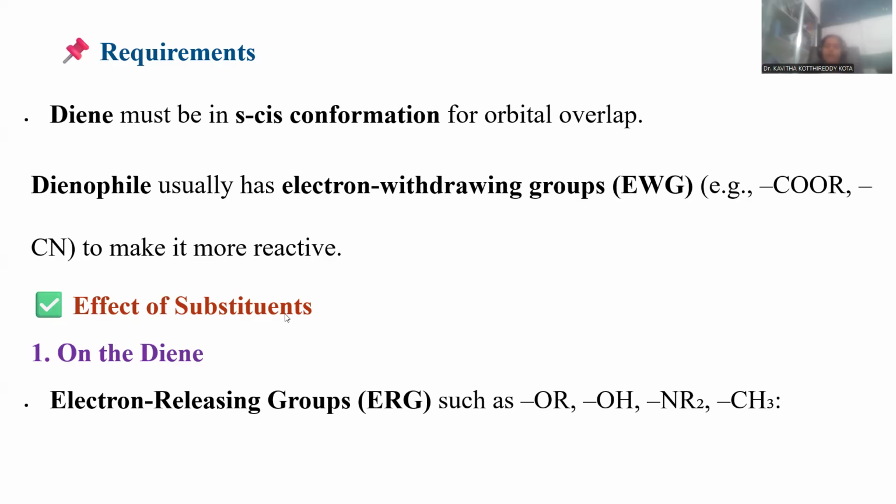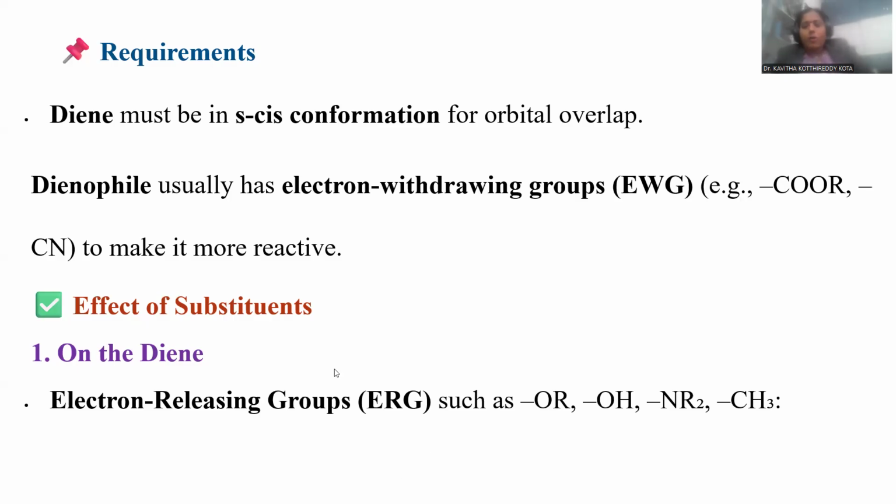The substituents present also influence the rate of reaction, so here is the effect of substituents on the Diels-Alder reaction process. If you are having a diene, electron releasing groups are more important to have present, like alkoxy, hydroxy, amine and methyl functionalities. All these have the tendency to release electrons to the diene, so that it becomes more electron rich. A more electron rich species is nucleophilic in nature.